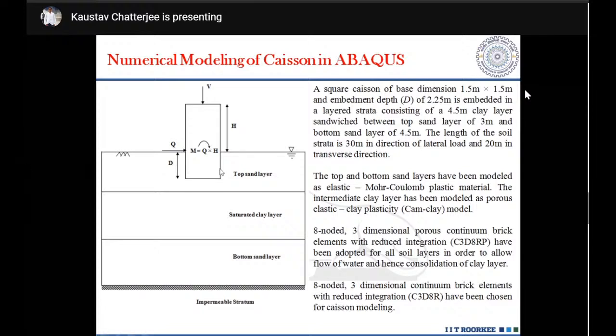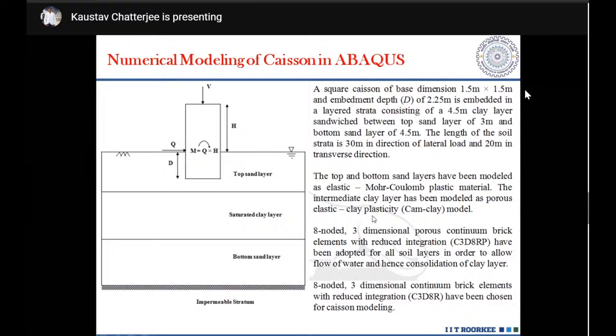Next, after doing the convergence study, the soil domain is in 3 dimension. This is kept equal to 30 meter in the direction of lateral load, that is in this plane, and in this other direction, perpendicular to it, or in the transverse direction, it is kept as 20 meter. Okay, so this is what we have assumed over here.